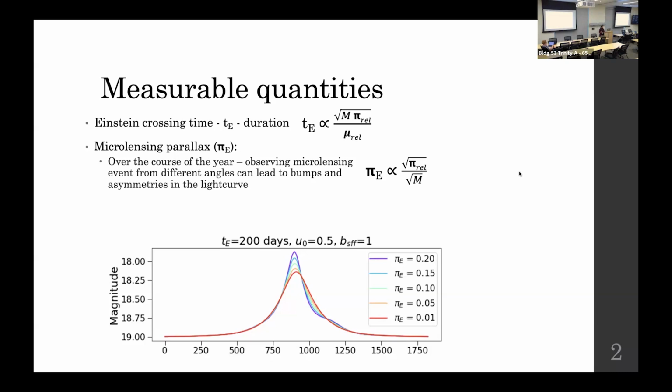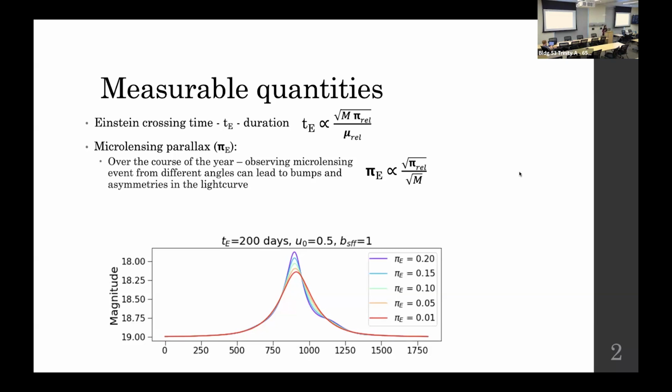I'm going to delve in a little bit more on some of the observable quantities that we can use in microlensing. One is the Einstein crossing time, or tE, which you can think of like the duration of the microlensing event. That scales as the square root of the mass of your lens. It also is inversely proportional to the relative proper motion between your lens and source.